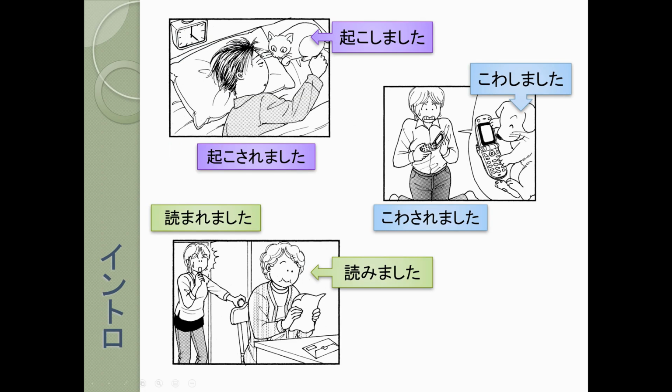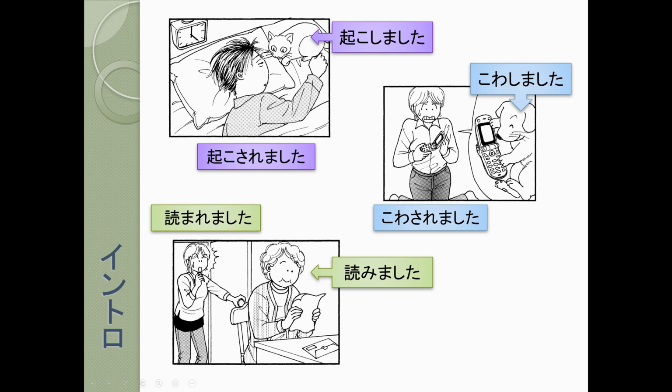So, 猫に起こされました. It tells us that I was woken up by my cat and that I'm not happy about the fact that my cat woke me up. I did not want to be awake. Or, 犬に電話を壊されました. So this implies not just that my phone is broken, but that I am upset about it. I'm mad at my dog for breaking my phone.